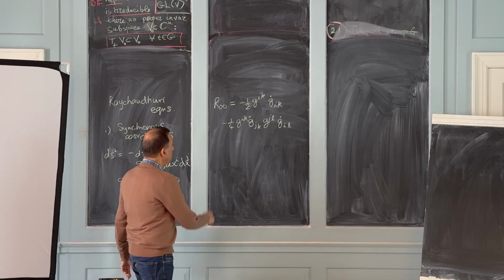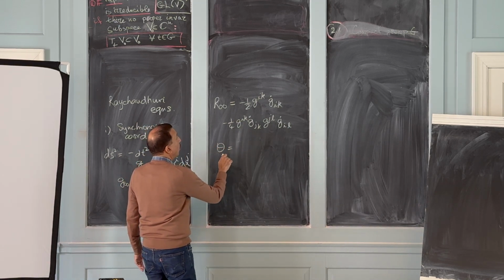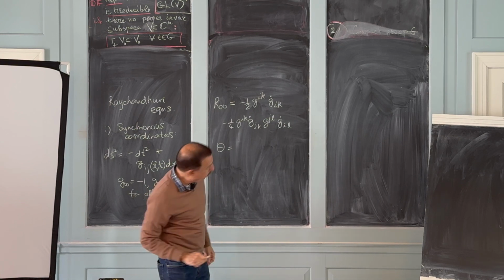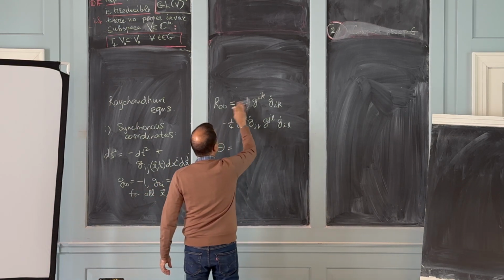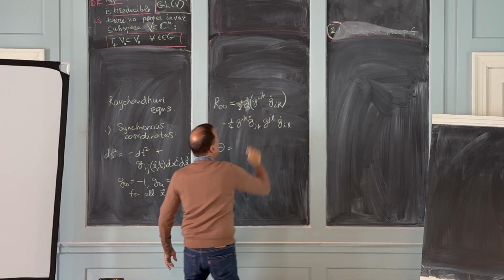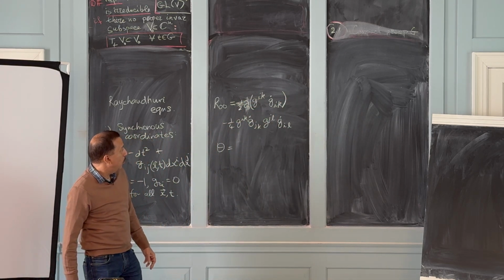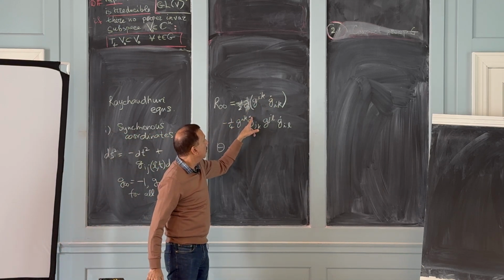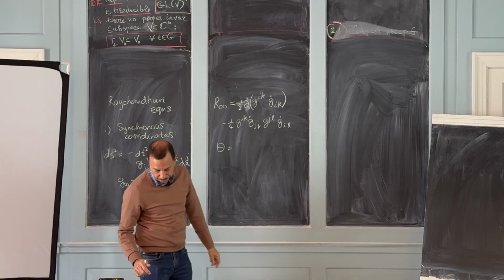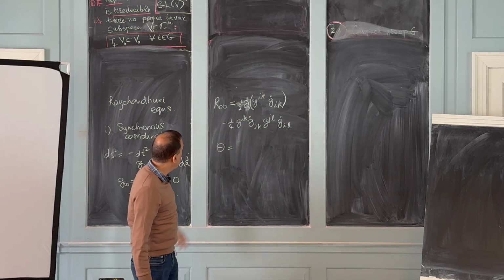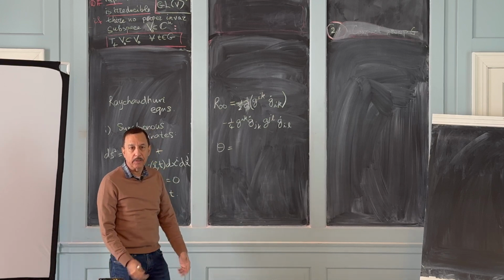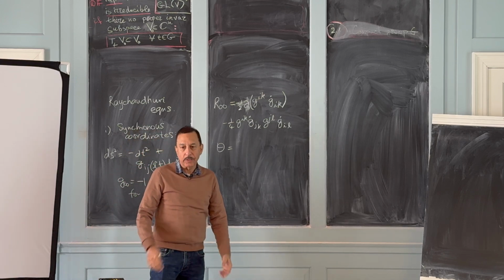And now we define theta. Oops, I think I forgot something. Yep, I forgot something. This is del by del t of that. So if you look at this, both terms have two time derivatives, one here, and in this case one here and one here. And that's how it should be, because all components of the Riemann tensor are second derivatives of the metric or first derivatives.